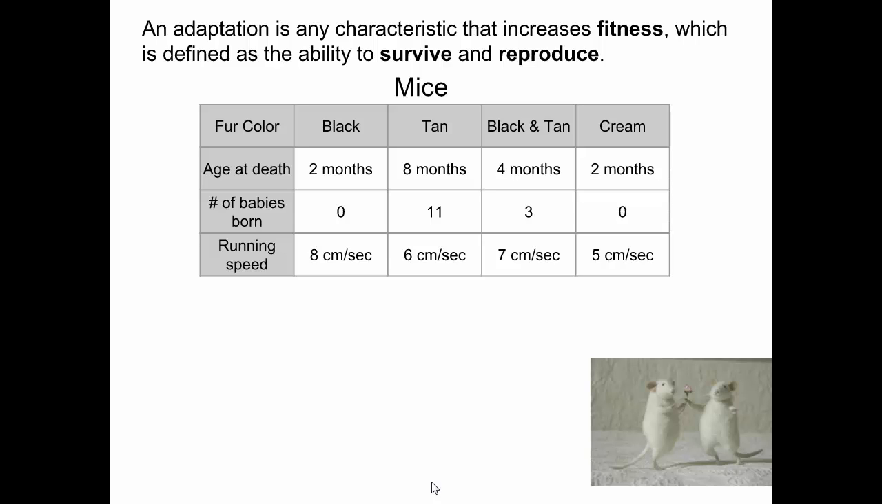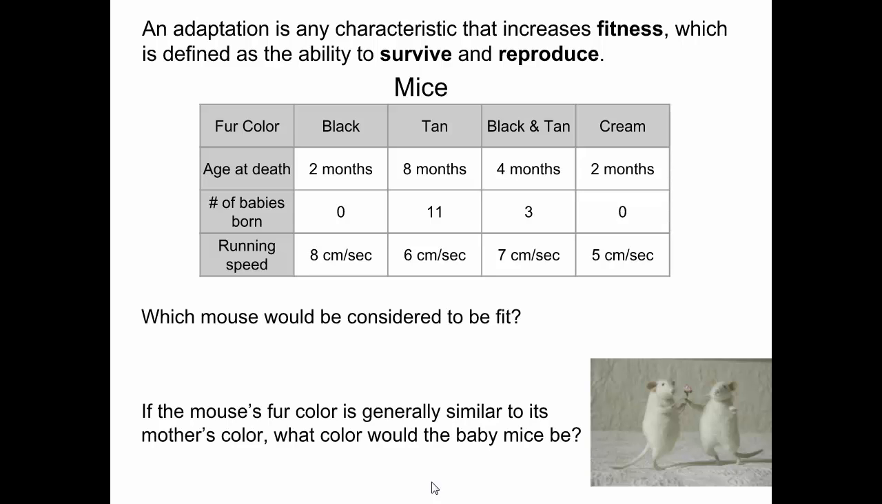These mice of different colors, which one do you think is the most fit? We say survival of the fittest. Which one is the most successful if we're thinking about evolution? Ben? The tan mice. Why tan? Because of how much it survives and how many more babies. Yeah. So if you look at the speed, it's the slowest of them, but it lived the longest and more importantly, reproduced the most, producing 11 babies.